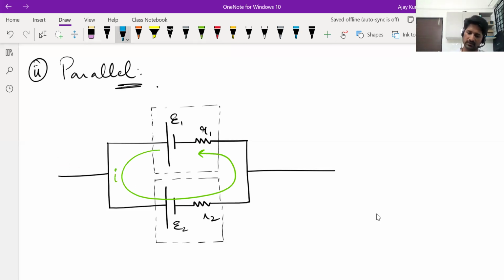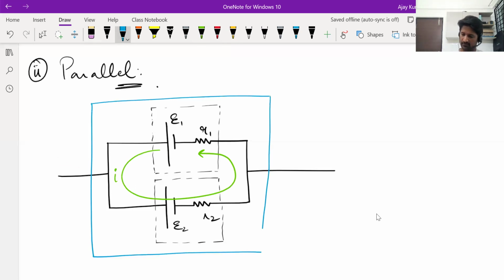Now this is the effective cell. Inside that there may be current. If E1, E2 are different, there can be current inside it. Now you apply KVL there and you find out the potential difference between this and this. That will be the effective EMF. Because when there is no current flowing into the combination, internally there will be current, but from outside, there's no current. In that situation, whatever potential difference is maintained is what you call as EMF.